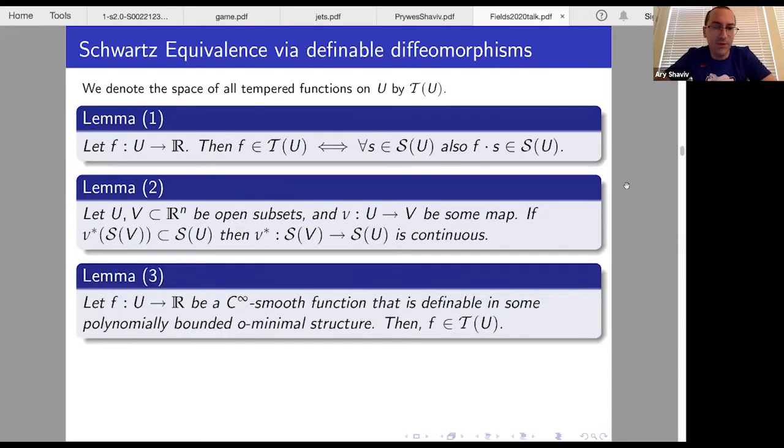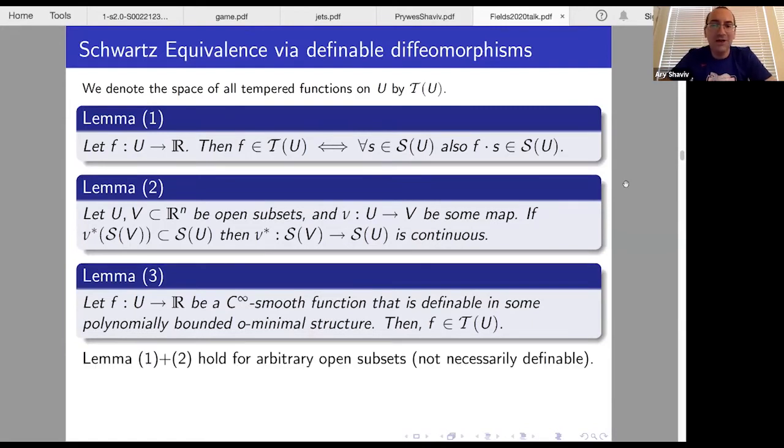The third one is that if we take any C-infinity smooth function on the real line, and we assume that this function is definable in some polynomially bounded o-minimal structure, then this function is tempered, which is to say that if you have a definable function, it can't explode too fast when it approaches the boundary. Okay, so these are the three lemmas.